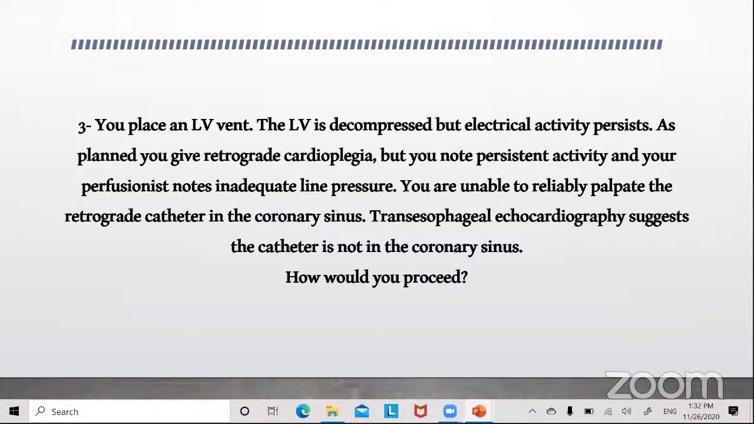So you place an LV vent. The LV is decompressed, but electrical activity persists. As planned, you give retrograde cardioplegia. You note persistent activity, and your perfusionist notes inadequate line pressure. You are unable to reliably palpate the retrograde catheter in the coronary sinus. Transesophageal echo suggests that the catheter is not in the coronary sinus. How would you proceed?